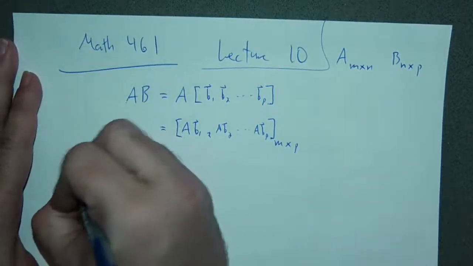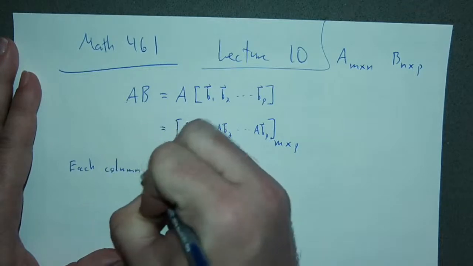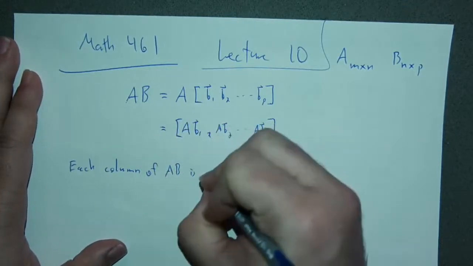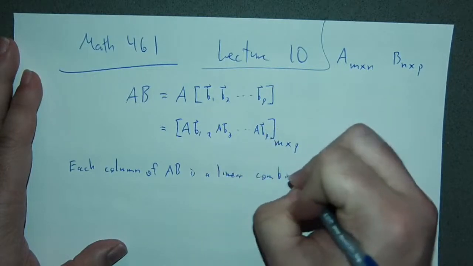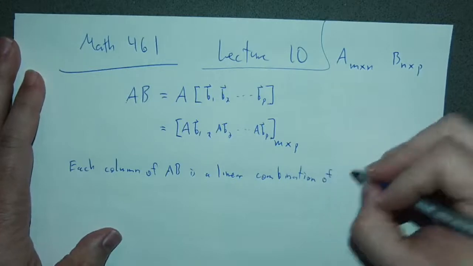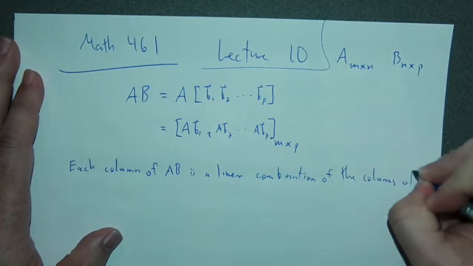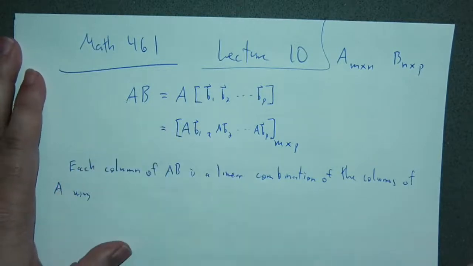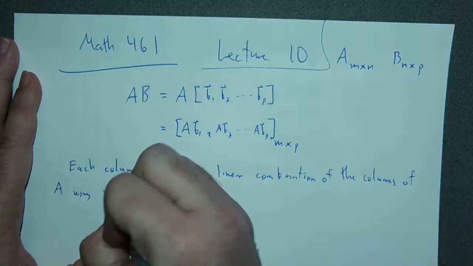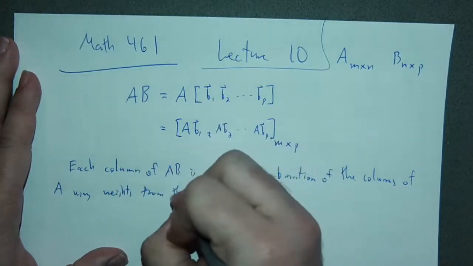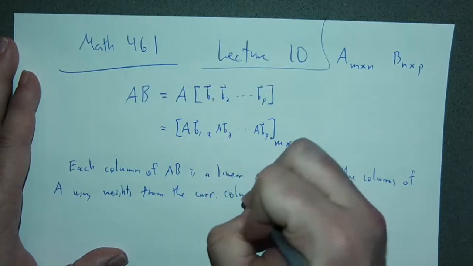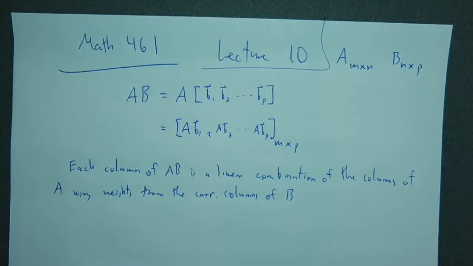Another way of thinking about this is that each column of AB is a linear combination of the columns of A, using weights from the corresponding column of B. That's how this is formed. Now, this is the definition. There's nothing wrong with it, but for practically computing these things, it makes sense to think about it in another way.